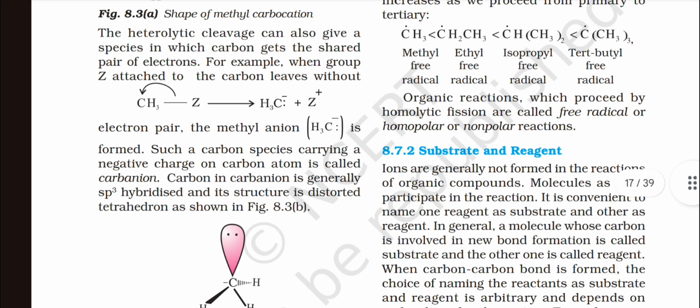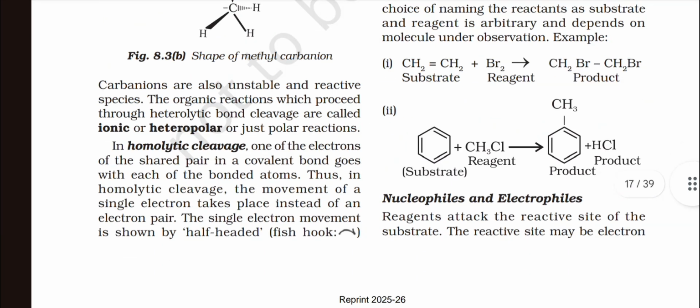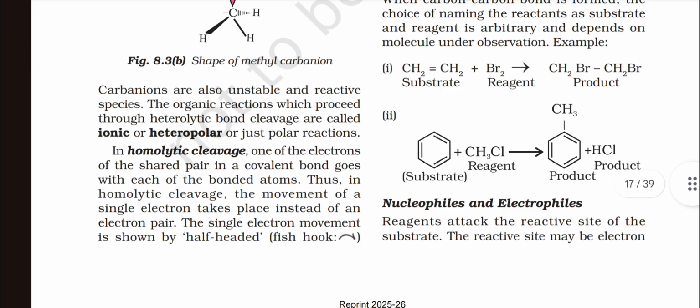The heterolytic cleavage can also give a species in which the carbon atom keeps the shared pair of electrons. For example, when Z attached to the carbon leaves without the electron pair, the methyl anion is formed. Such a carbon species carrying a negative charge on the carbon atom is called a carbanion. Such carbon is generally sp3 hybridized and its structure is a distorted tetrahedron. Carbanions are also unstable and reactive species. The organic reactions which proceed through heterolytic bond cleavage are called ionic, heteropolar, or just polar reactions.